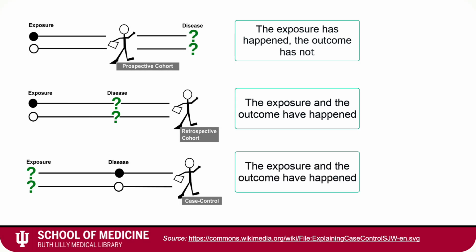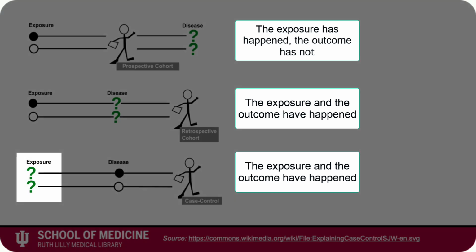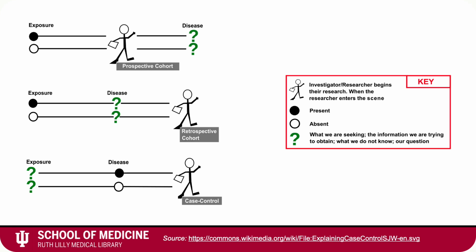With a case control study, the research team starts in the present, but they know the disease. They know that outcome already. What they're doing is looking backward in time to try to figure out the exposure or what caused that disease. And here's the key for this diagram if you find it helpful.